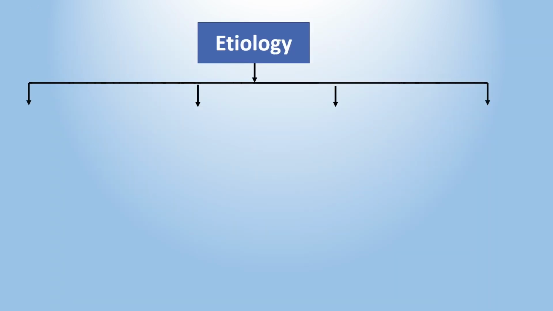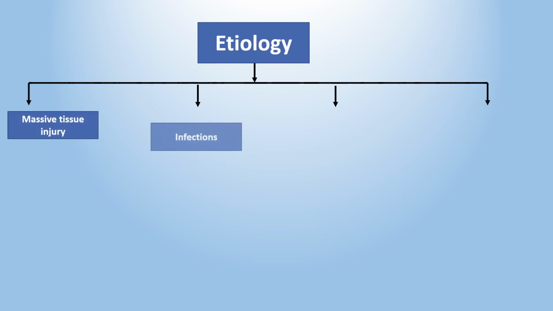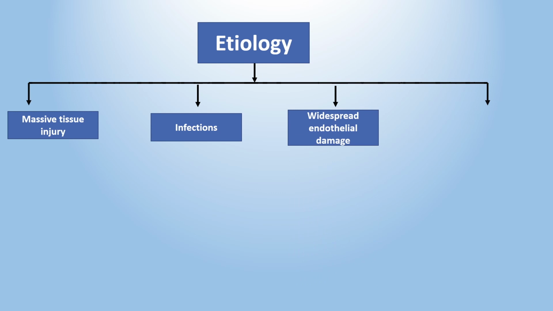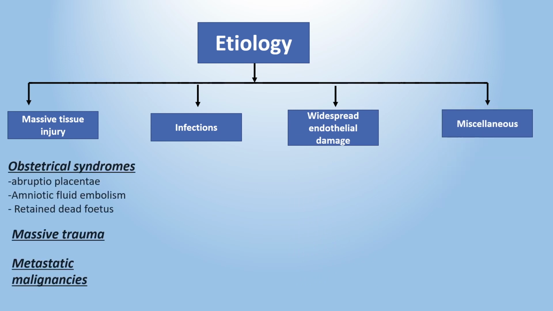Let's talk about the major causes leading to DIC. It can be caused by massive tissue injury, bacterial infections, widespread endothelial damage, and miscellaneous other causes. Massive tissue injury includes obstetrical complications like abruptio placenta, amniotic fluid embolism, and retained dead fetus. It can also be caused by massive trauma and metastatic malignancies.